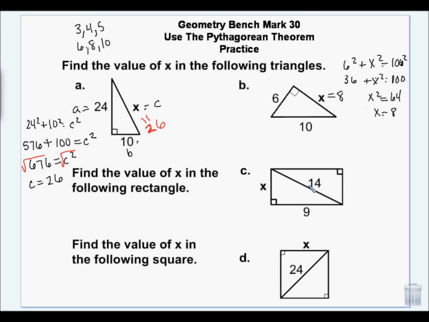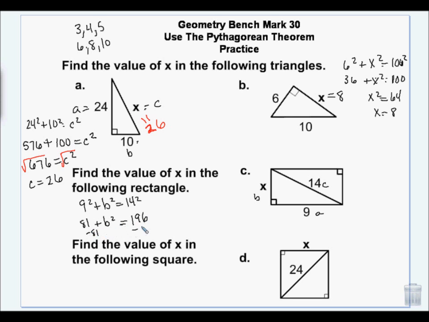Okay, here I have C, and I can say this is A and this is B, or vice versa, it doesn't matter. So also, I have 9 squared plus b squared is equal to 14 squared. So 81 plus b squared is equal to, darn it, I forgot my 14 squareds. 196.